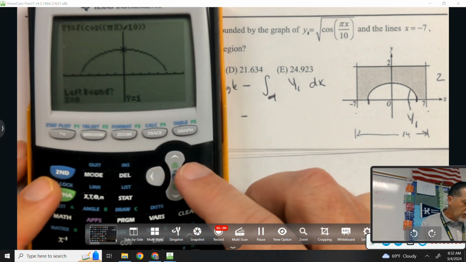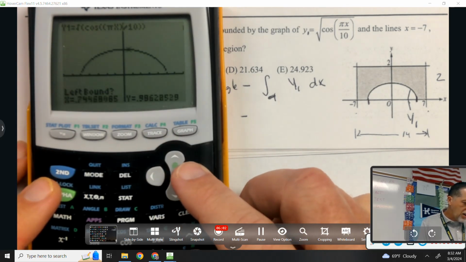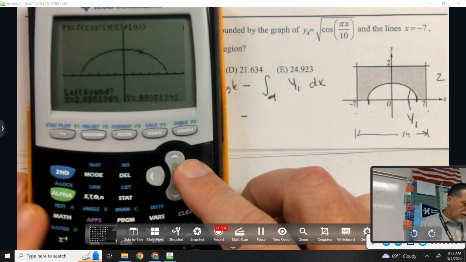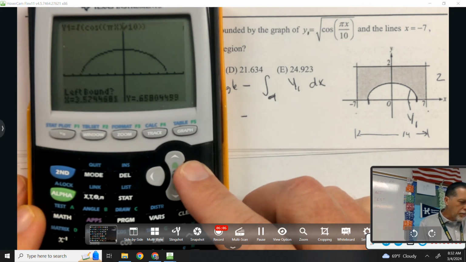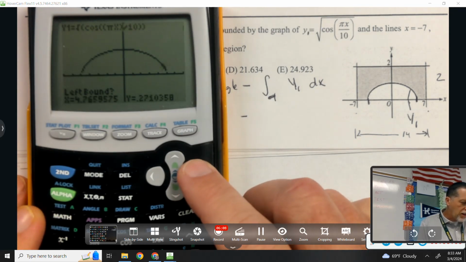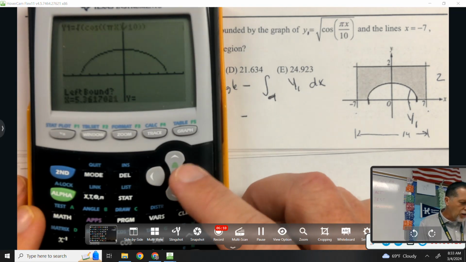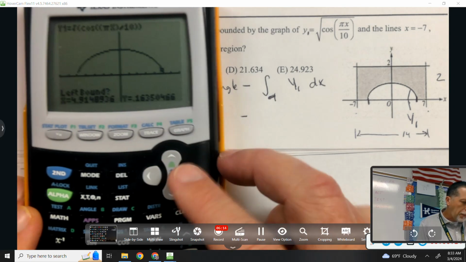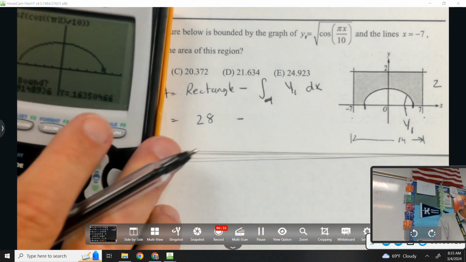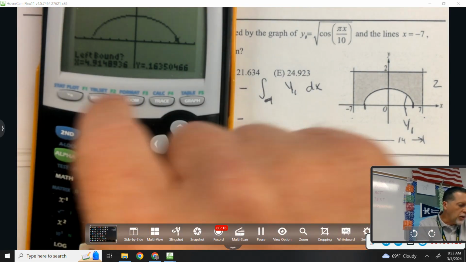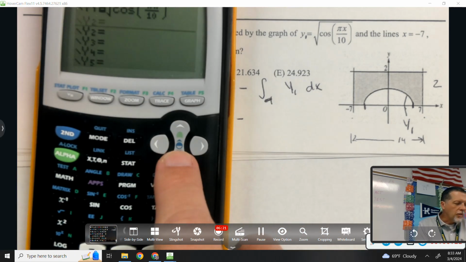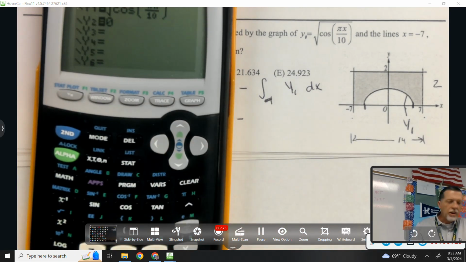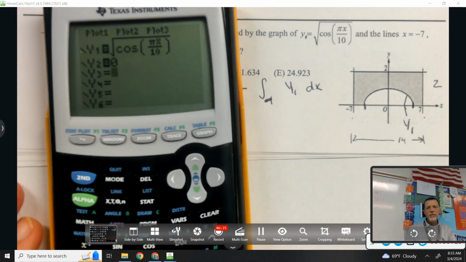I want a 0. Ooh, but I don't think I'm going to have a left bound and a right bound, because it doesn't go below the axis. Intersection? I would have to intersect it with y equals 0. So let's do intersection, but I'll have to throw in a y equals 0 to give it something to intersect.